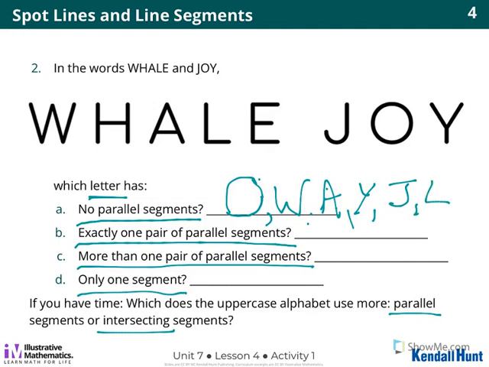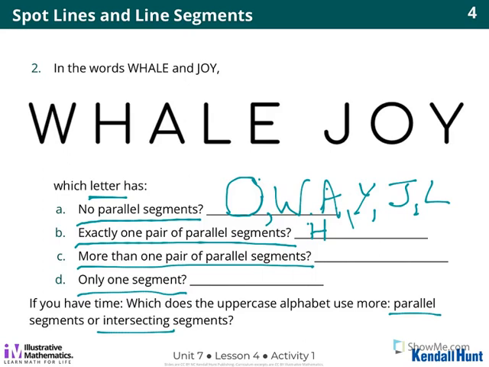Now we're going to do B, so pick somebody to do exactly one pair of parallel segments. And if you've written up here, put your hand down so we give everybody a chance. Okay, Kaylin. Guys, you're going to have to know how to do this because what if there's a substitute? How would a sub ever know how to work this thing? H. Yep, H has exactly one set of parallel lines.